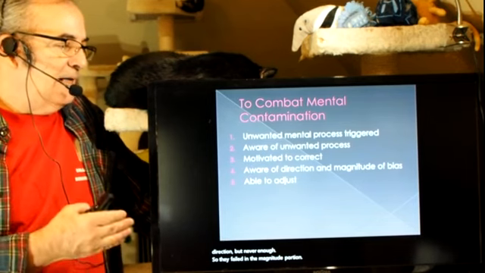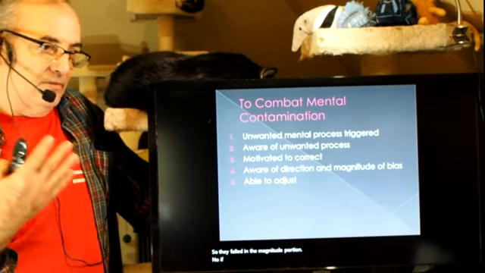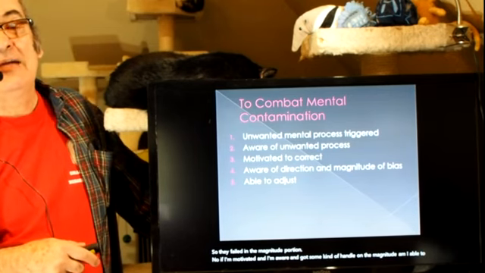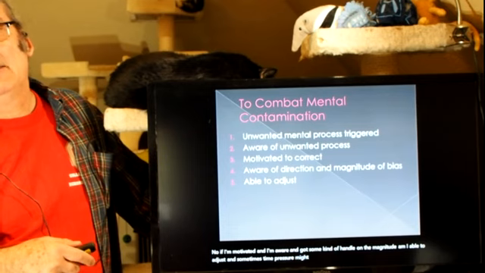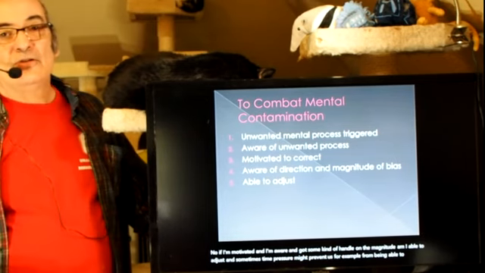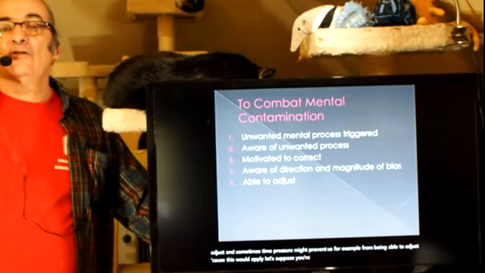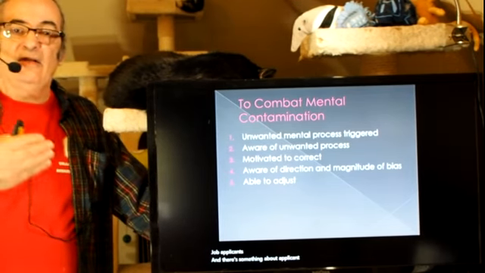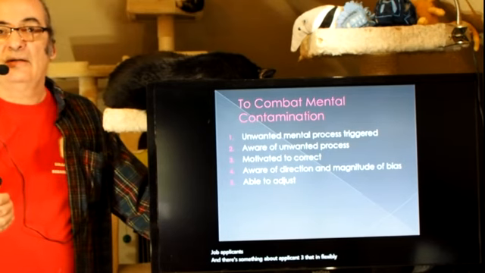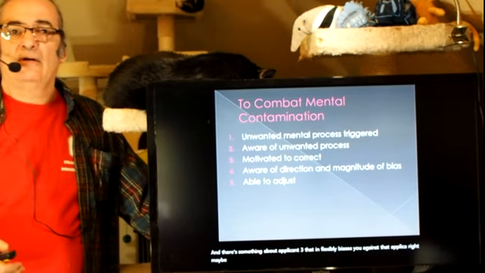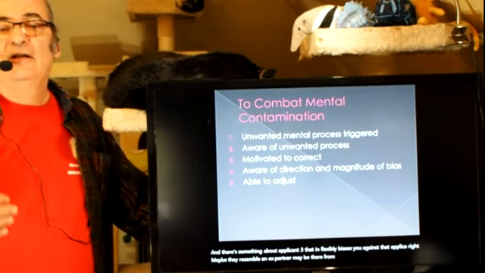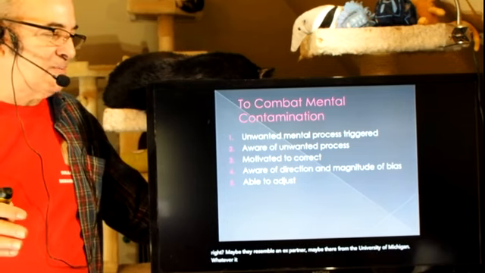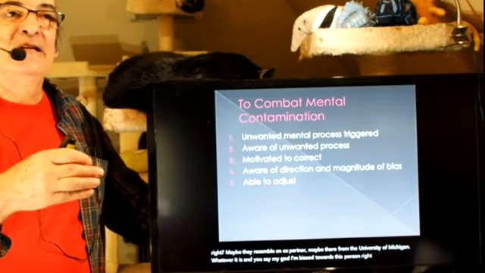Now, if I am motivated and I'm aware and got some kind of handle on the magnitude, am I able to adjust? And sometimes time pressure might prevent us, for example, from being able to adjust. Because this would apply, let's suppose you're interviewing job applicants. And there's something about applicant number 3 that inflexibly biases you against that applicant. Right? Maybe they resemble an ex-partner. Maybe they're from the University of Michigan. Whatever it is. And you say, oh my God, I'm biased towards this person. Right?